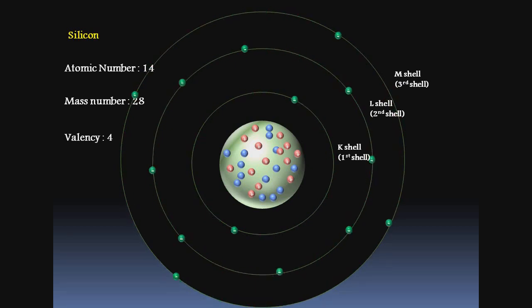because here the number of valence electrons is greater than or equal to 4. So the valency is 8 minus 4. 8 minus 4 is 4. Hence silicon has a valency of 4.